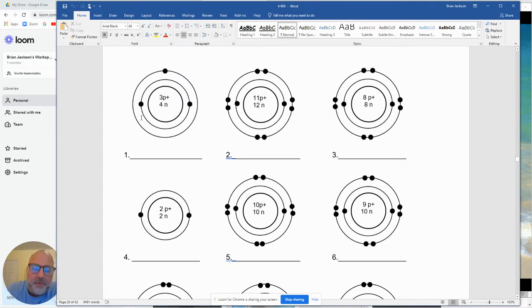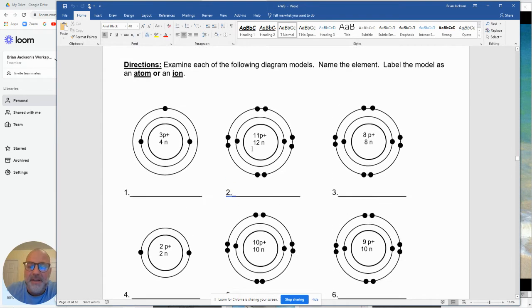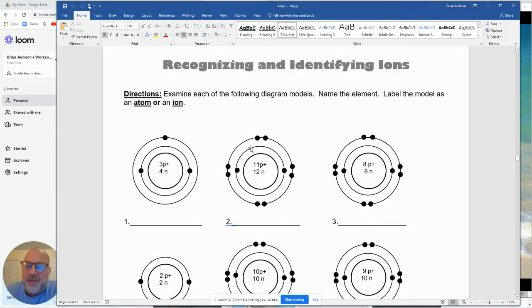So let's say for 3 right here, that means element number 3 is going to be lithium on the periodic table. So you can either put the element symbol, Li, or write out lithium. Either way is fine. But then the second thing, remember, they want 2 things.